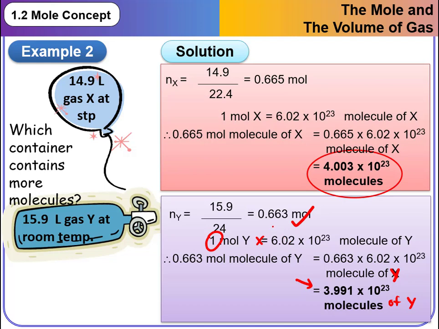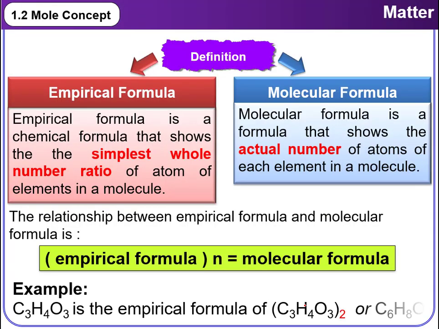So, which container contains more molecules? It is gas X. Let us proceed to the empirical formula and molecular formula. What is the empirical formula? The empirical formula is a chemical formula that shows the simplest whole number ratio of atoms of elements in a molecule. So the key here is the simplest whole number ratio.